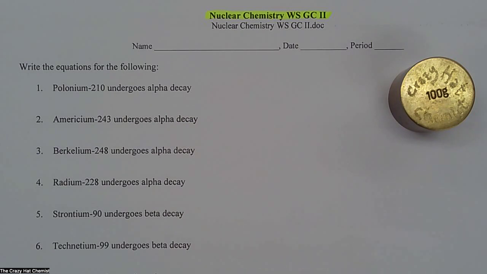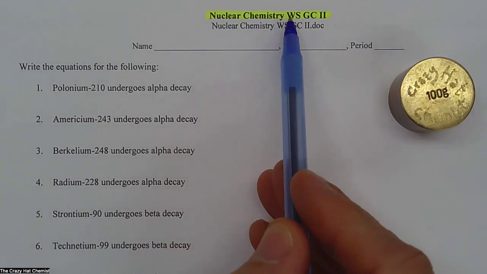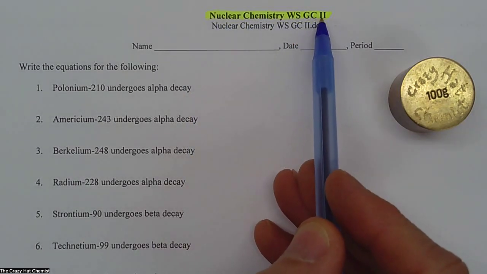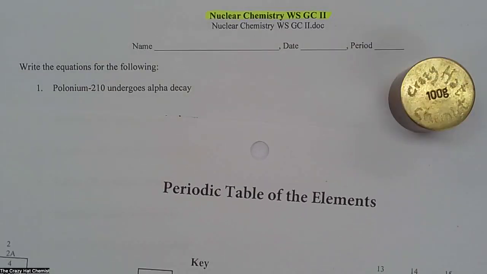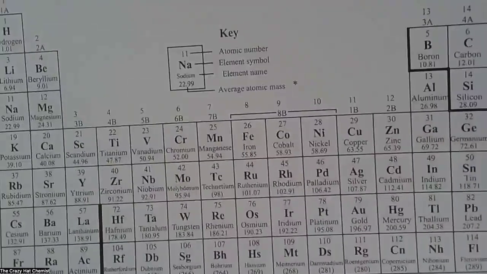Before you watch this video, you need to do a couple of things. Number 1, you need to watch nuclear chemistry worksheet GC1 and do that one first. And you also need a periodic table of the elephants.